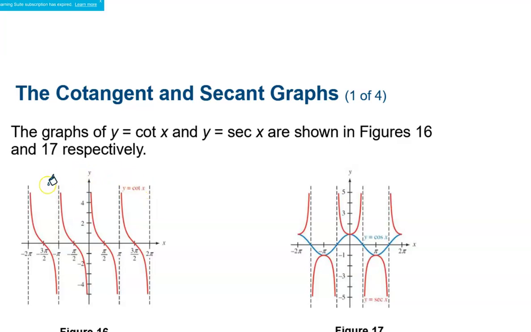Here's the graph of y equals cotangent x. The period is also, as with the tangent function, pi. There is no amplitude because the range is also from negative infinity to positive infinity.